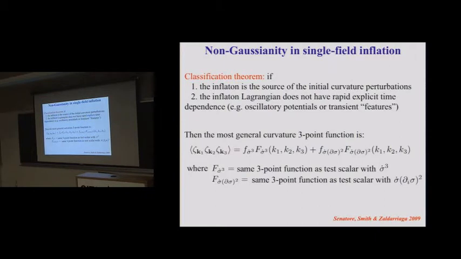Another more technical assumption is that the inflaton Lagrangian can't have weird explicit time dependence, like if you had a phase transition or transient features in the inflaton potential, or a potential that had a highly oscillatory component. All of these are loopholes that came out after we wrote our papers, so we were probably not clear enough about our assumptions. Then it can be shown that the most general 3-point function that you can get in this single field context is a linear combination of the 3-point functions that you would get if you had a test scalar with either a sigma dot cubed interaction or this interaction, sigma dot times 2 spatial derivatives of sigma.